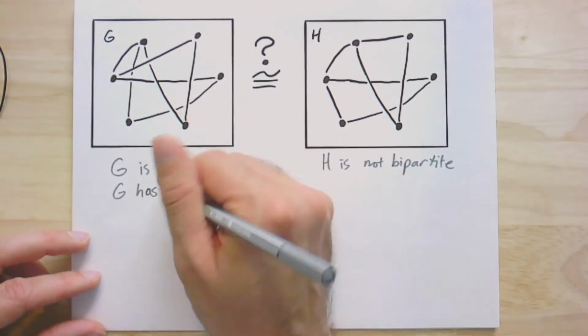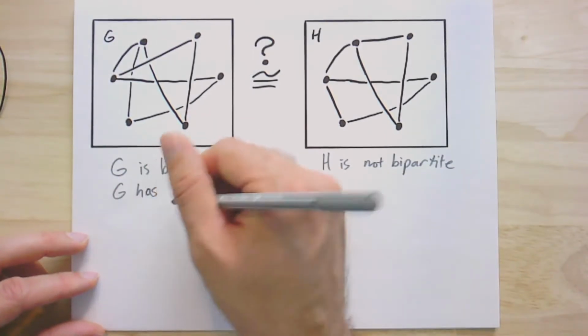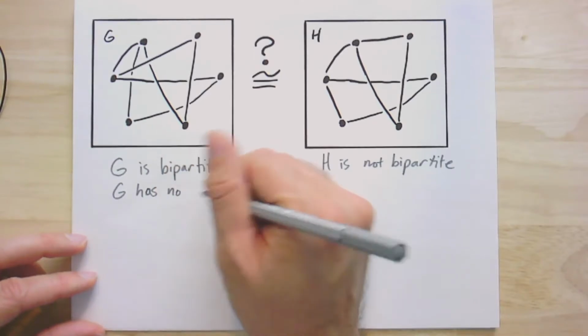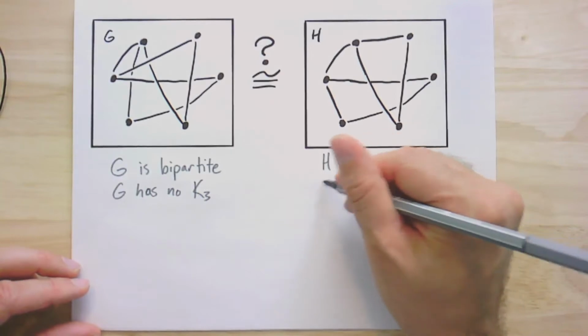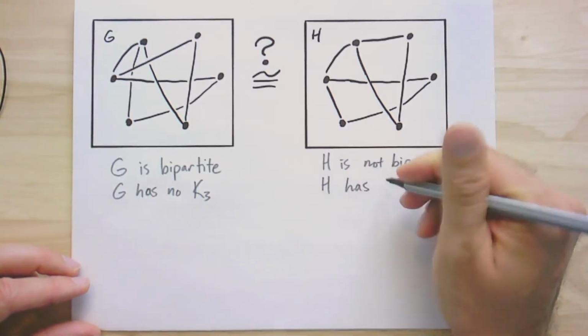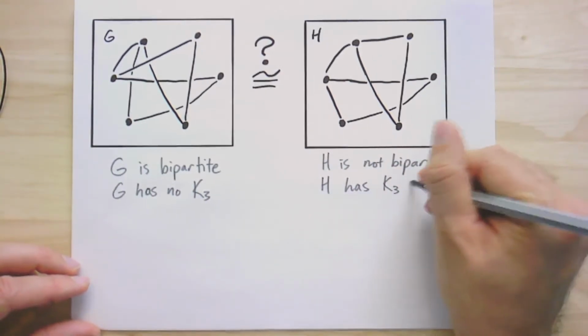These 2 are almost the same, but they're different statements about the graph, so let's write them separately. G has no triangles. I'll just write them as K3 because that's really what the subgraph is. H has a K3 subgraph.